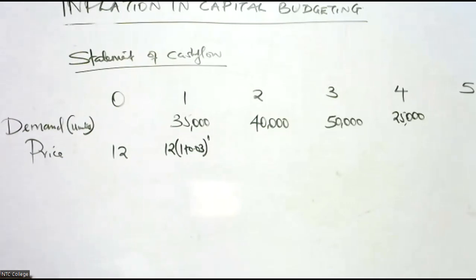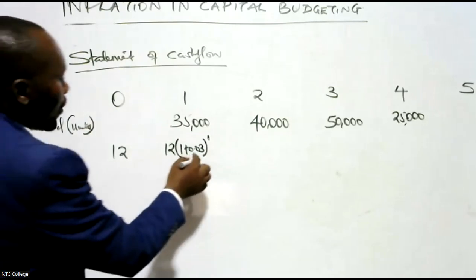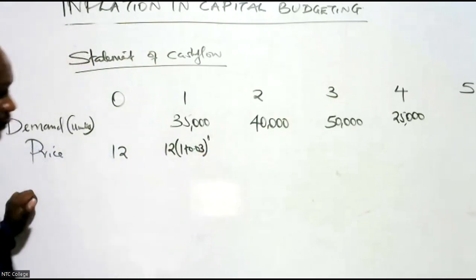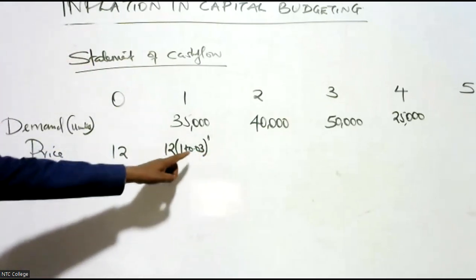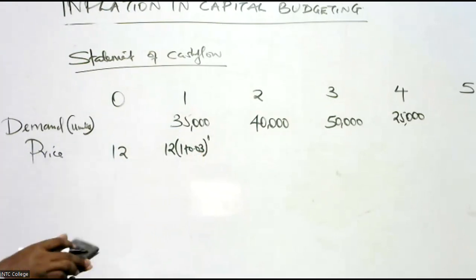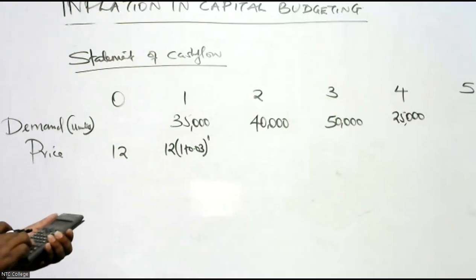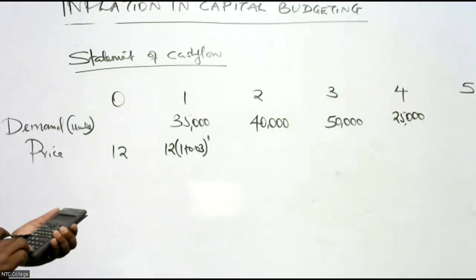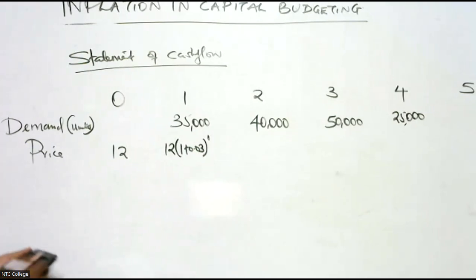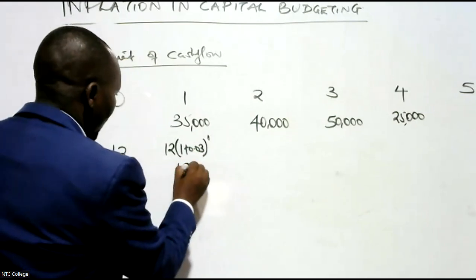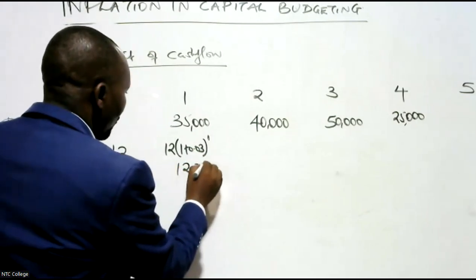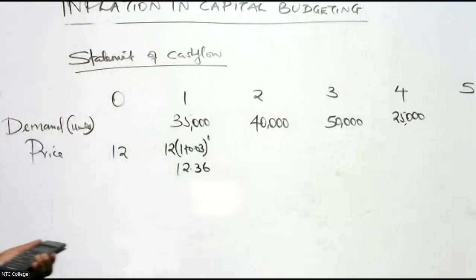Are we getting it? So what will be our new price? It increases by 3% every year. So year 1 it increases by that, so that is 12 times 1.03. What are you getting? At the end of the first year, the price will be 12.36.